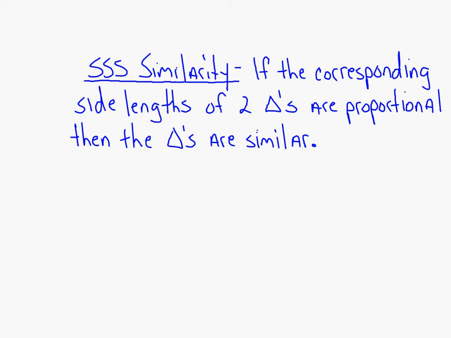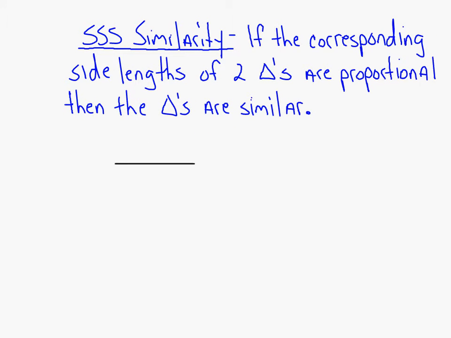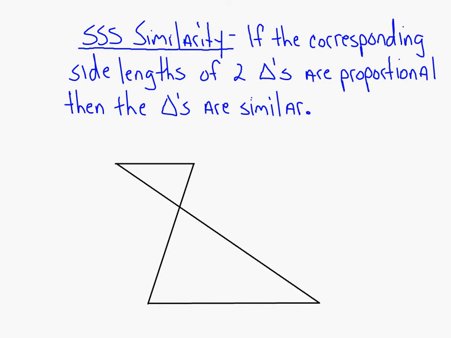So let's look at a couple of triangles. We'll call the top triangle PQR, and the bottom triangle RTS. And you're given some sides: 5, 6, and 8, and 12.5, 20, and 15.